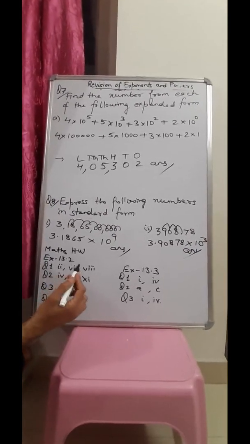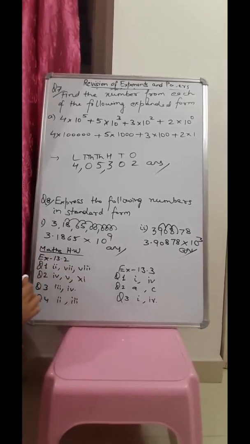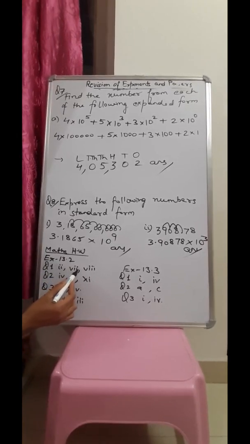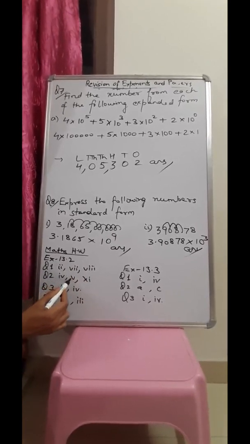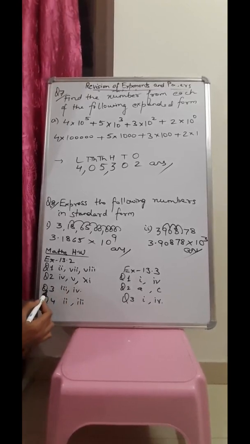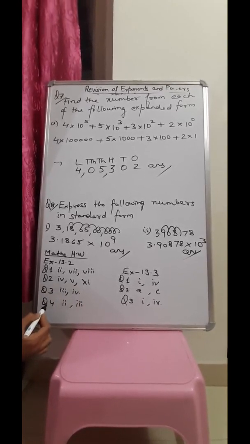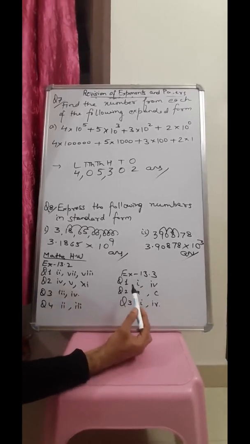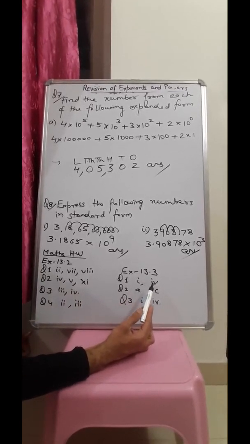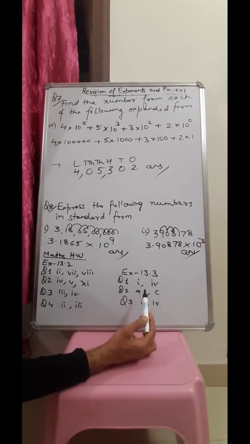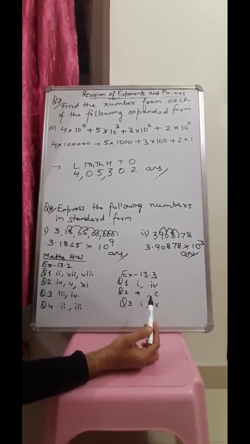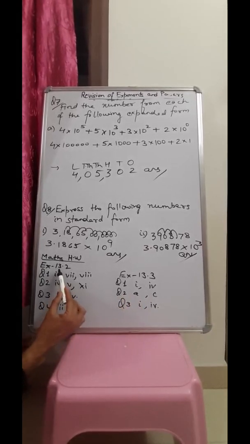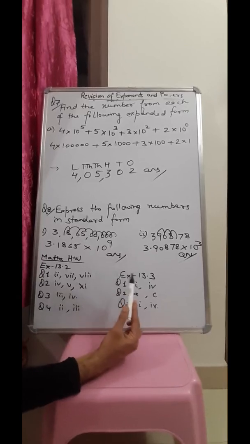Now students, I am going to give you homework in exercise 13.2: question number 1, 2nd, 7th, 8th; question number 2, 4th, 5th, 11th part; question number 3, 3rd, 4th; question number 4, 2nd and 3rd part. And in exercise 13.3: question number 1, 1st and 4th part; question number 2, A and C; question number 3, 1st and 4th part. So students, this is the homework of exercise 13.2 and 13.3.